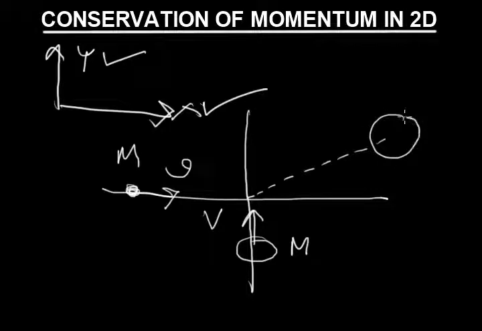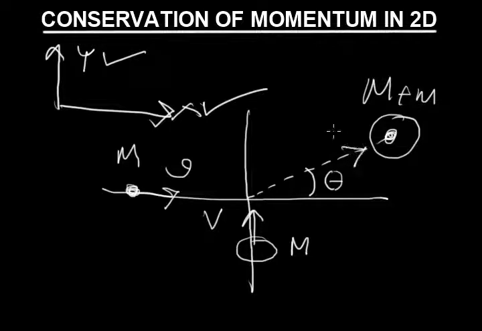So this is the picture of the combined mass, which is capital M plus small m, and they are moving at an angle with the x-axis, say for example with a velocity which is u. Now this is the scenario where we are going to apply the conservation of momentum in 2D.